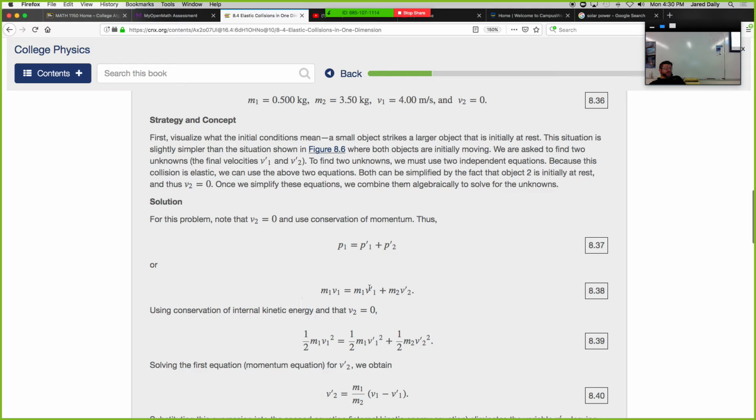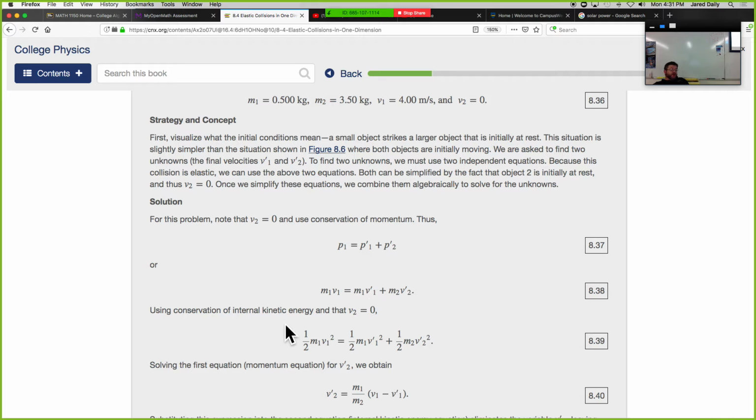Remember that velocities can turn out to be negative. That would mean that the velocity is going in the negative direction. If our positive direction is to the right, then our negative direction is to the left. Anything that comes out as a positive is going to be a right-going velocity. Anything that comes out negative would be a left-going velocity.